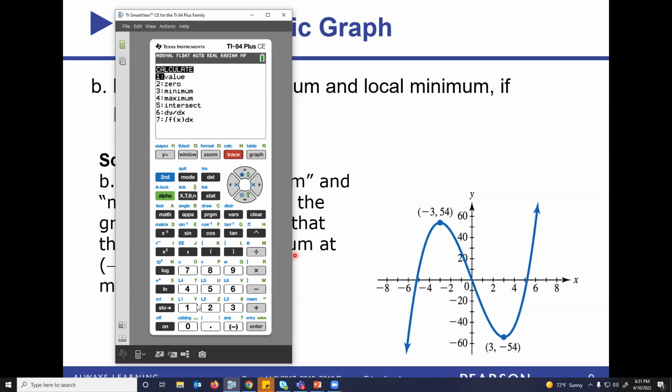Second trace, number 4 for my maximum. Again, this time I have to move my blinking cursor all the way over to the left of the high point here, hit enter. Again, how do I know I'm going left? It's telling me with the questions that it's asking me. And then it's going to ask the question after I hit enter to be to the right of it. And then after I hit enter, the last question is always the guess. And look at that, it ended up being perfect this time. So my left and right bounds were right spot on to give me -3 and 54.